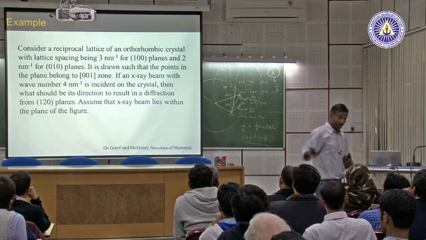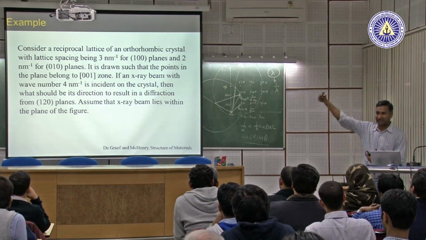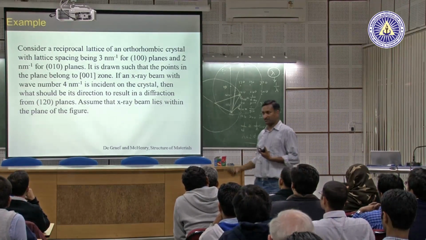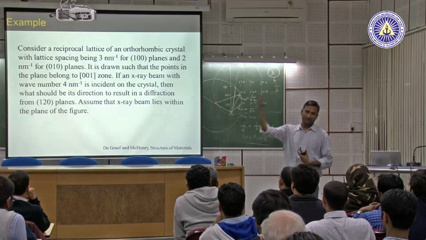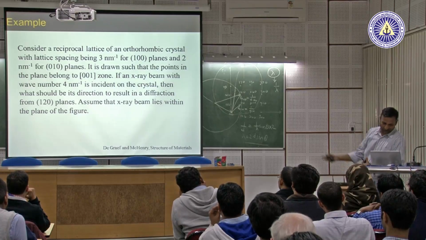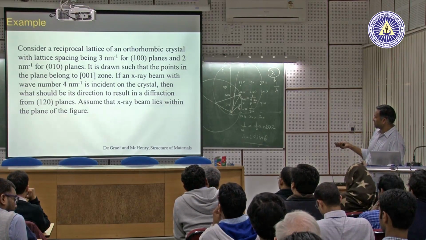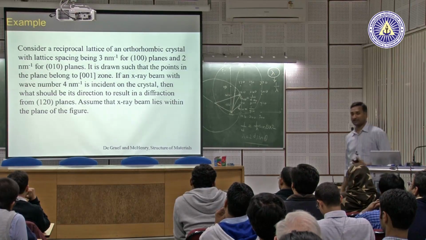If it lies out of the plane of the figure, you will have a little bit of difficulty, because you can have an incident vector which is out of the plane and a diffracting vector within the plane, so you will need to come out of the plane. So for the sake of convenience, we have taken that the beam lies within the plane of the figure. So how will we do that?